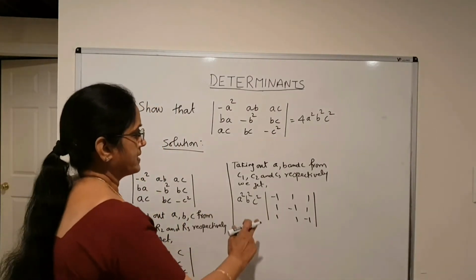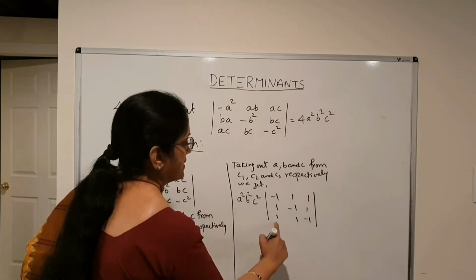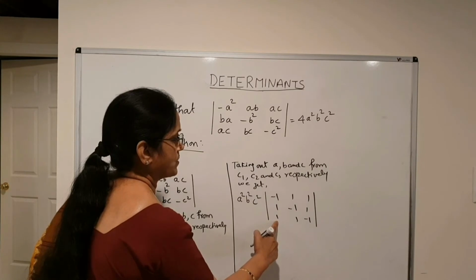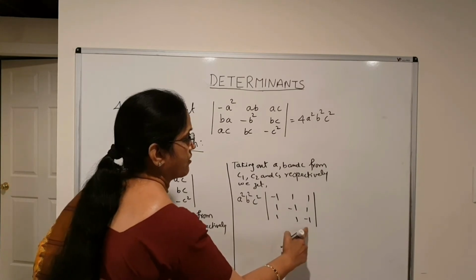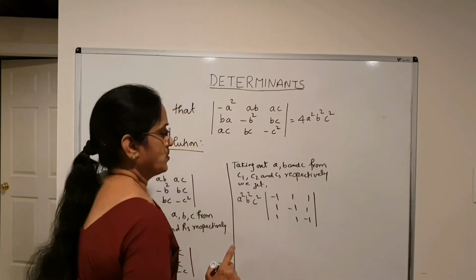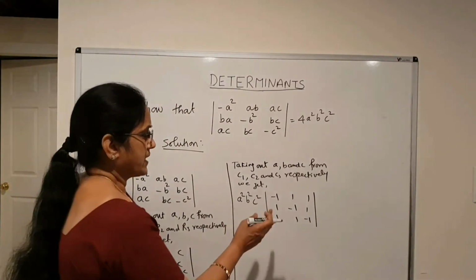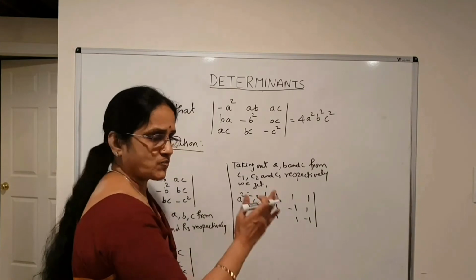Now what will happen here? I can write R3 as R3 plus R1. Then this will become 0, but again only one entry will be 0. So what else can you do? There is nothing wrong in getting it that way, and then we can use that particular row and expand.